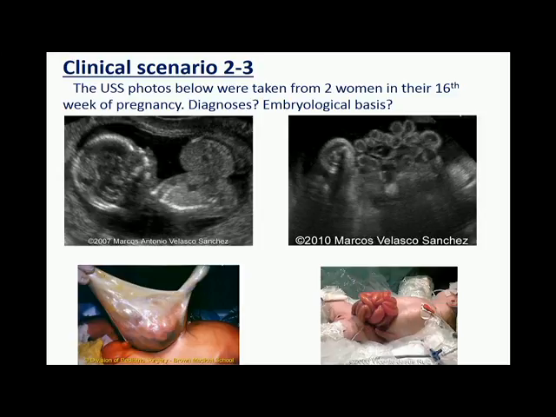Okay, the next scenario. There are two scenarios. Now these are two ultrasound photographs taken from women in their 16th week of pregnancy. So it's important, 16 weeks. Okay, this is what you see. You can see that's the baby inside the uterine cavity. You can see a mass coming out from the abdomen. Right, so this is a postnatal photograph of the same baby. Okay, what do you think is this?